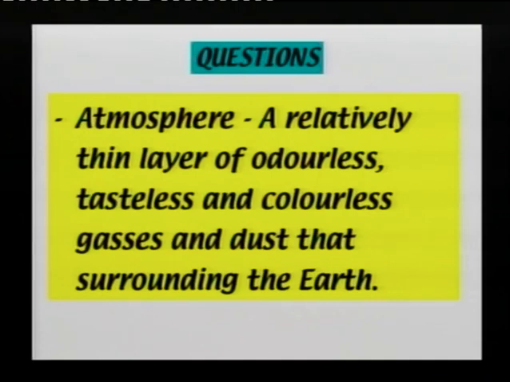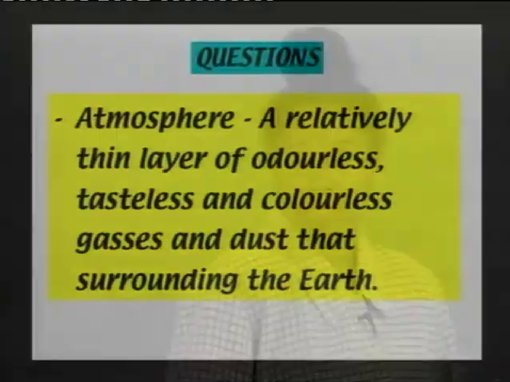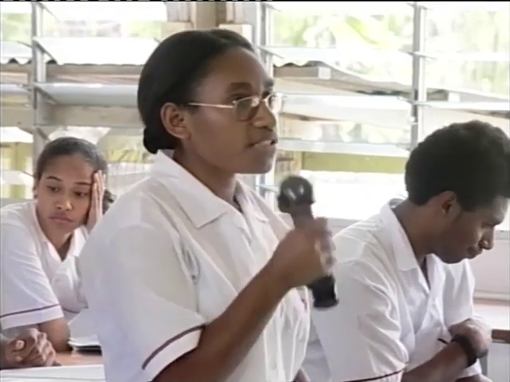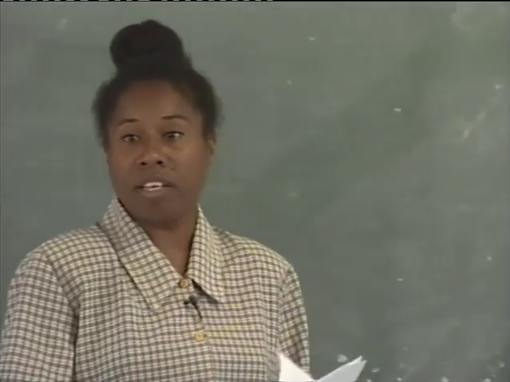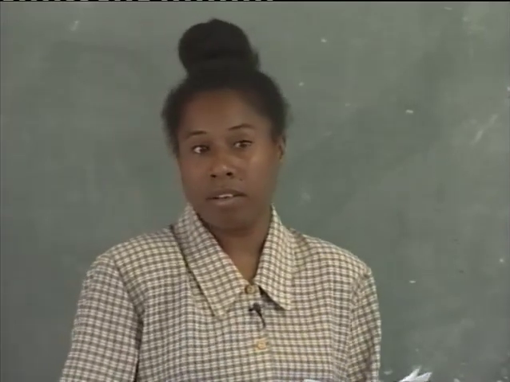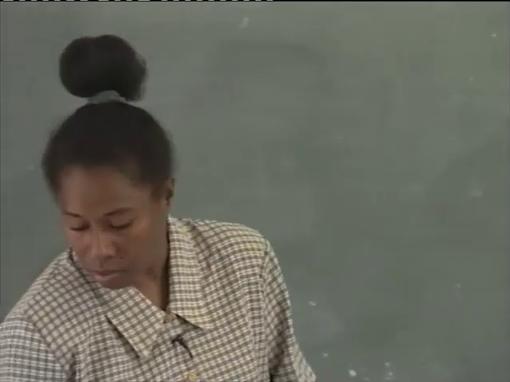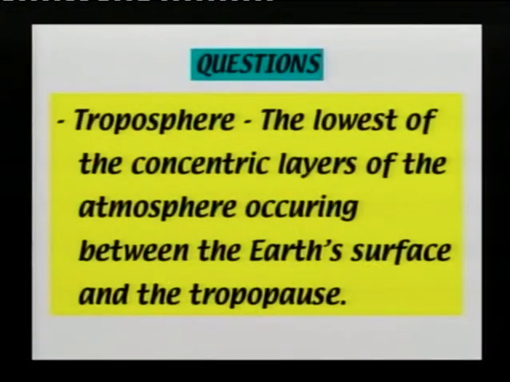The next word, Elsie. Definition. Troposphere is the lowest layer of the atmosphere which extends from the Earth's surface to a height of about 18 kilometers. Okay, we're looking at the troposphere. She says it is the first layer of the atmosphere from the Earth's surface. We happy with that definition? Yes? Okay, we double check. It is the lowest of the concentric layers of the atmosphere occurring between the Earth's surface and the tropopause. So we come to the tropopause, and someone will also explain what that particular term is referring to.